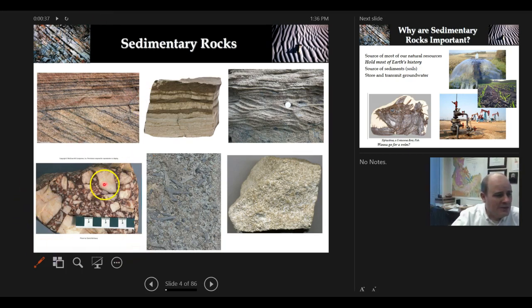Here's a rock. Notice that it's very jagged. They're not very rounded pieces, and so this rock probably wasn't transported very long, and the grains within it weren't transported very long. It might have been deposited off the side of a cliff where it fell down and those sediments weren't moved. But over time, they were cemented together to form this rock here, which we would call a breccia.